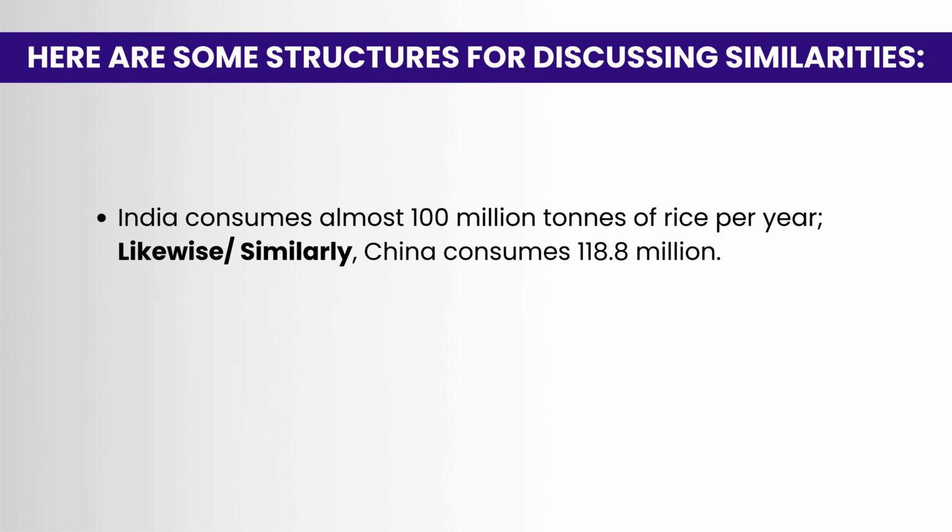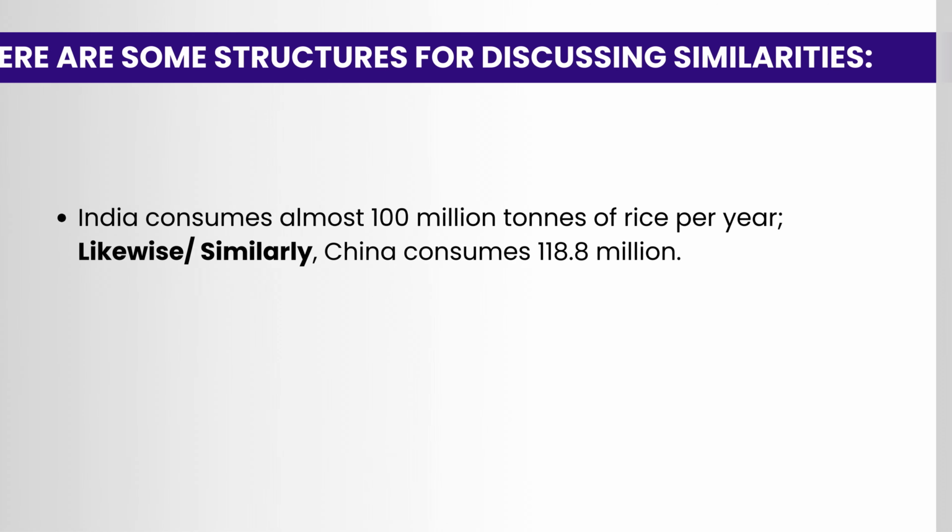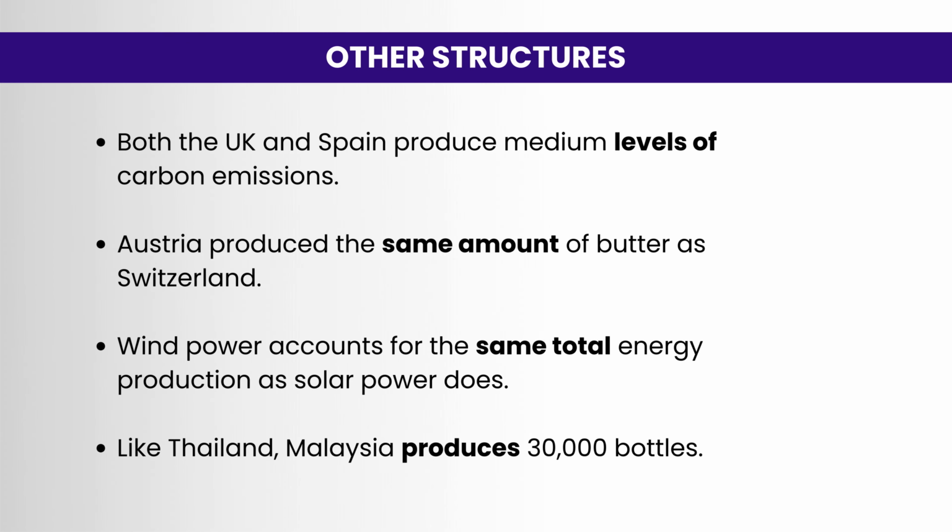Here are some structures for discussing similarities. India consumes almost 100 million tons of rice per year, similarly, China consumes 118.8 million. Other structures. Both the UK and Spain produce medium levels of carbon emissions.